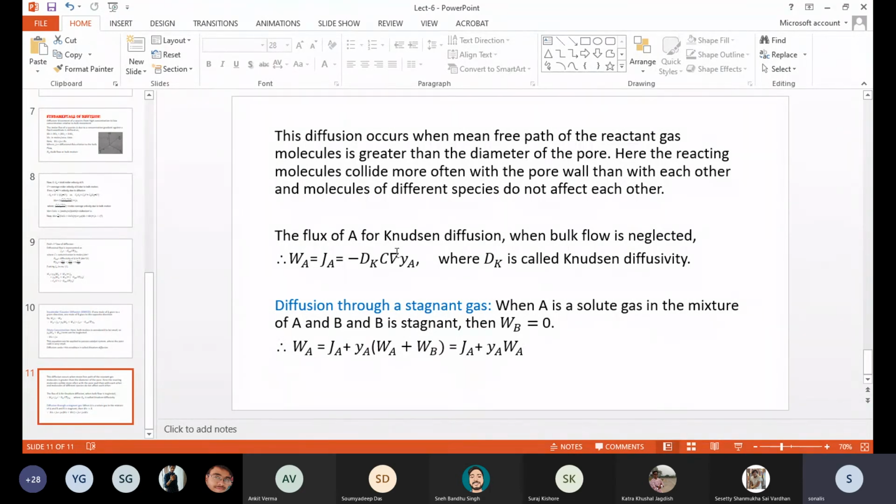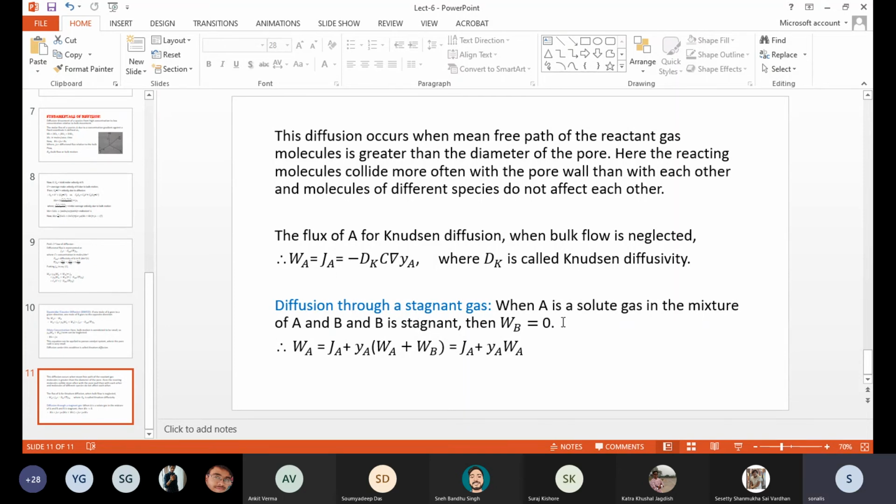The flux of A for Knudsen diffusion, when bulk flow is neglected because of the dilute concentration, we can write WA equals JA equals minus Dk C nabla YA, where Dk is called the Knudsen diffusivity. Here the diffusivity is changed because of the dilute concentration and solid catalytic, porous catalytic reaction, where the thin pores are there. We have to use the Knudsen diffusivity.